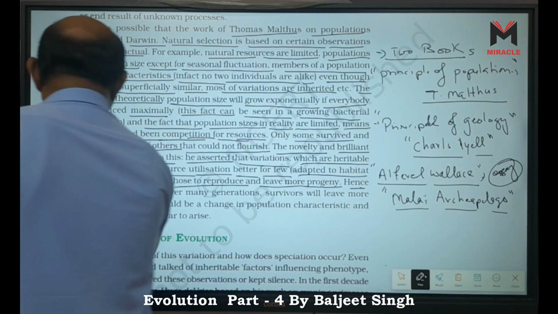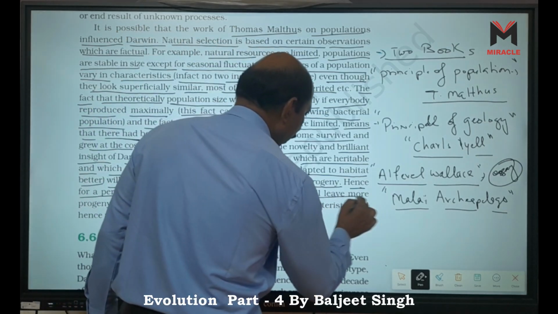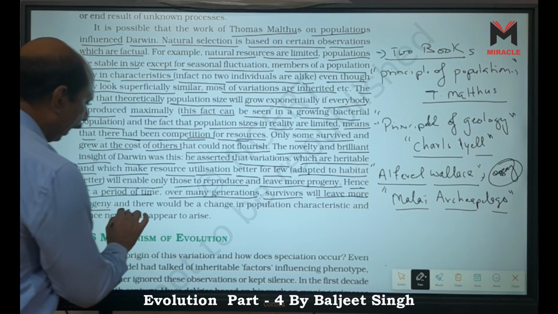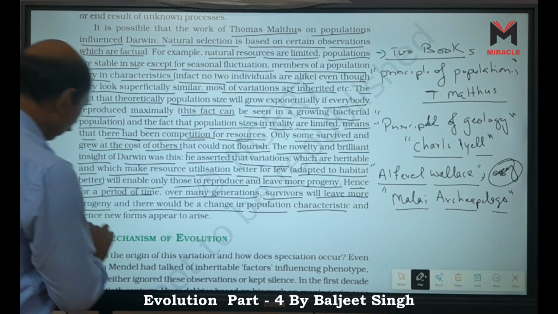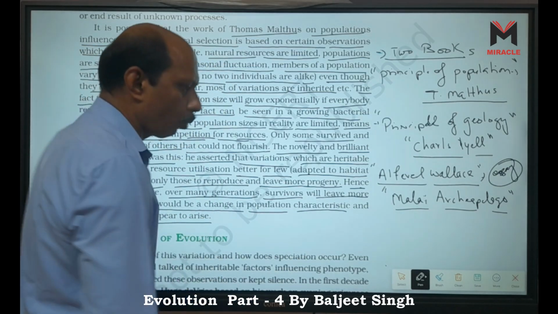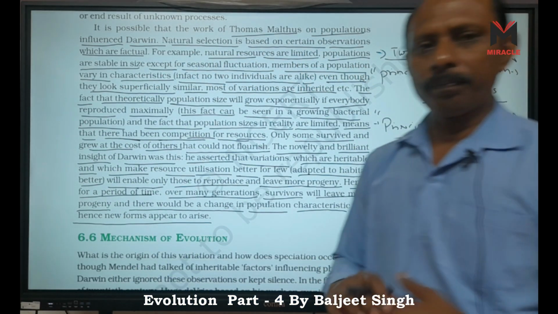Hence, over a period of time and many generations, survivors will leave more progeny and there would be a change in population characteristics, and hence new forms appear to arise. And when new forms arise, a new species is formed.